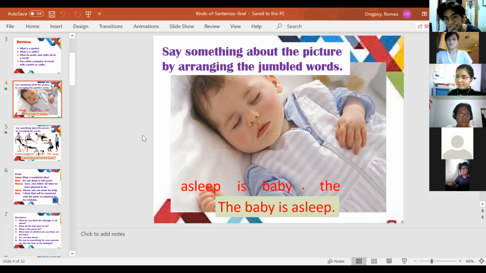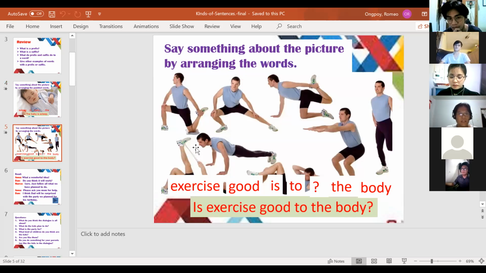If you go back to the previous topic, you have a here, and then this is the affix, and then you have asleep. Okay, so let's proceed to the next picture. For the next picture, do we have a volunteer this time? Who can volunteer?